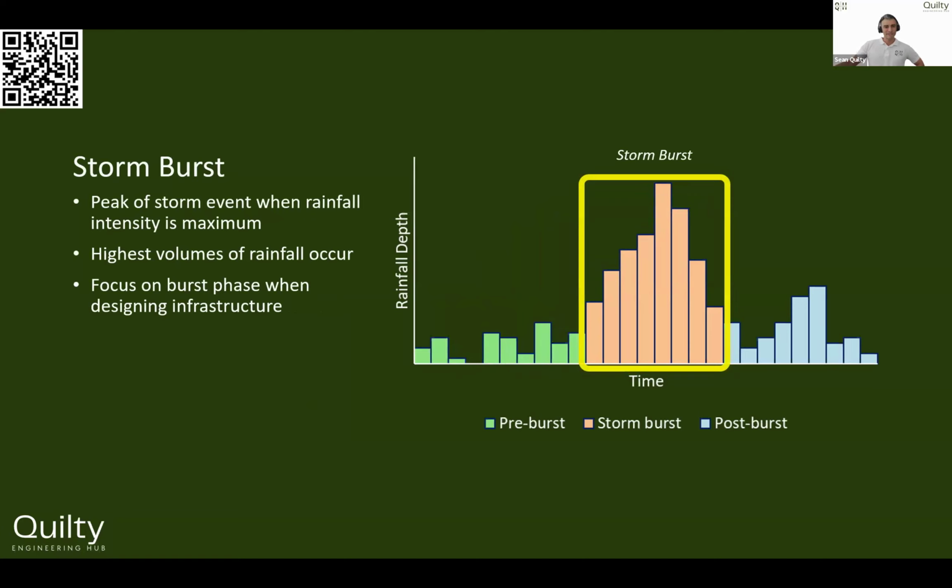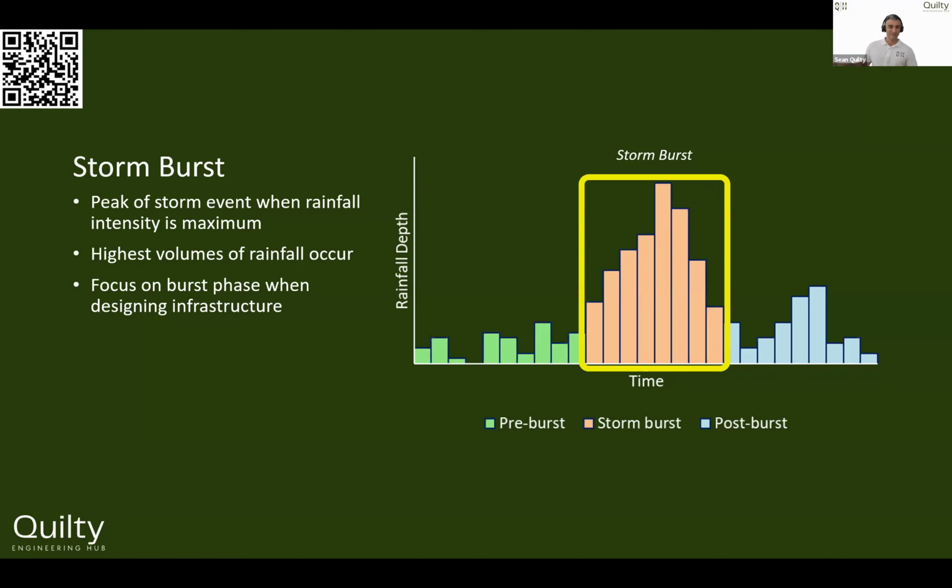So going on from pre-burst, we then look at the storm burst. This is where the peak of the storm event actually occurs. It's where your rainfall intensity is going to be at its maximum, and where you'll find the highest volume of rainfall. When it comes to designing infrastructure, if you're designing roads, stormwater pits and pipes, or culverts, any of that design is always based on the storm burst itself, especially if you start looking at more simplified hydrological models. If we think about the rational method, if we go back to a few webinars ago when we talked about the rational method, all of that is based on the storm burst.